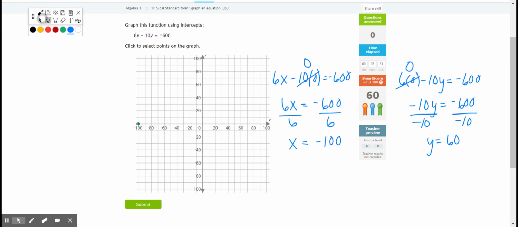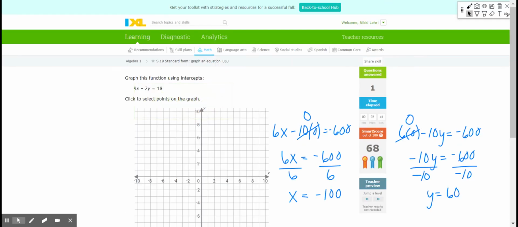And again, if we come back over to the graph, right there it is, positive 60. We'll go ahead and plot that point. It draws the line in right for us, and we hit submit to check our work. And again, great job.